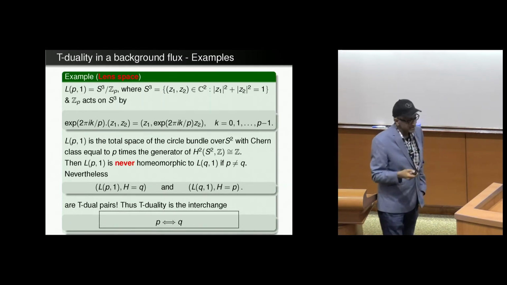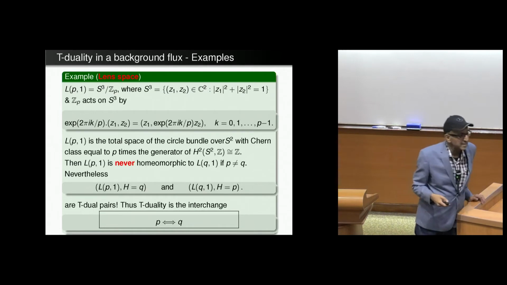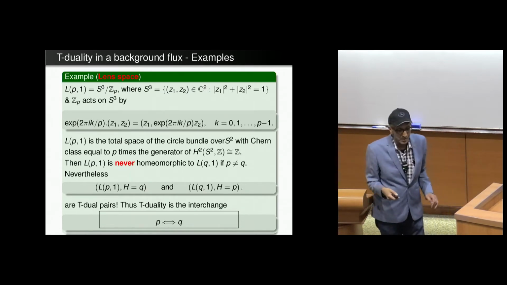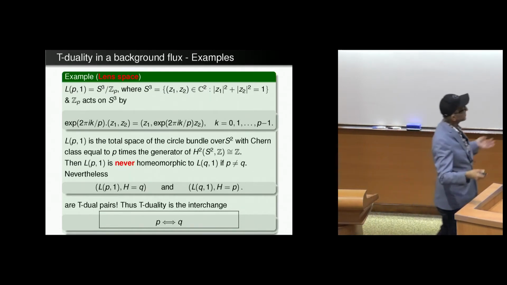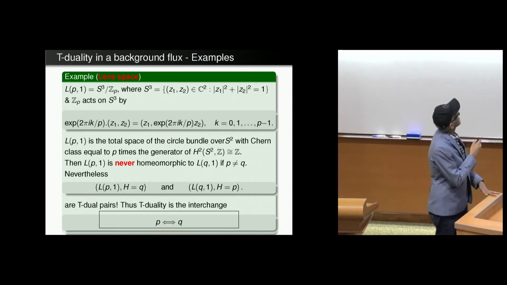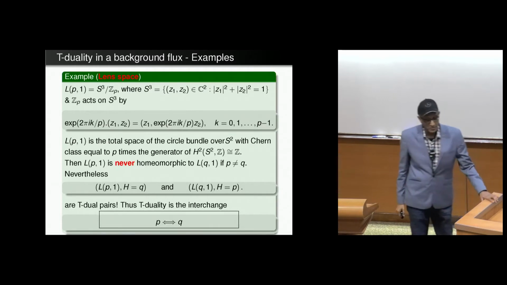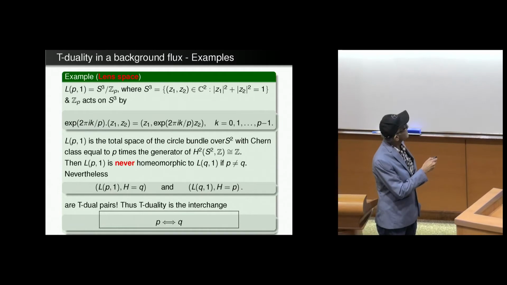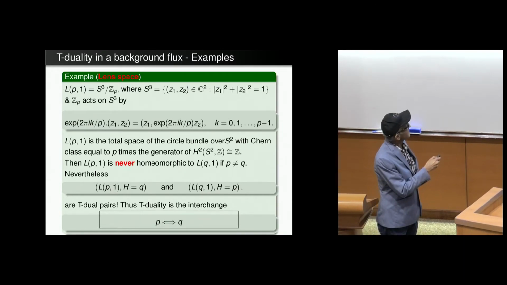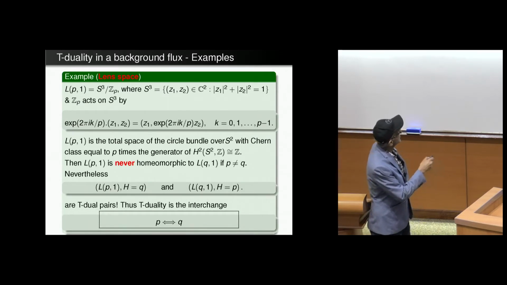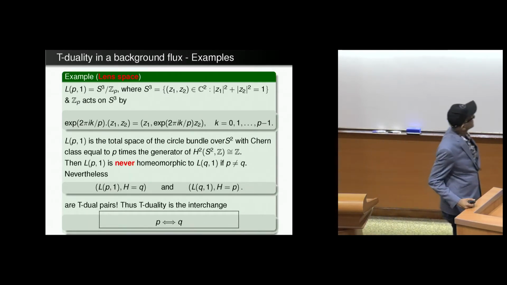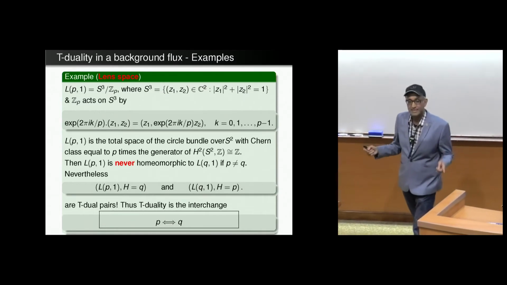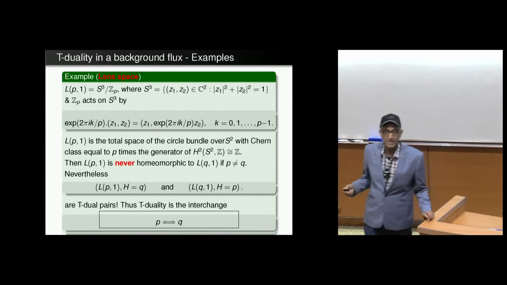And it turns out that these kinds of lens spaces have been classified up to homotopy equivalence, up to homeomorphism, etc. But LP1 is never homeomorphic to LQ1 if P is not equal to Q. And then an easy check shows that LP1 with flux Q times the volume form and LQ1 with flux P times the volume form are T-dual pairs. And T-duality is just the exchange of P and Q in this case.